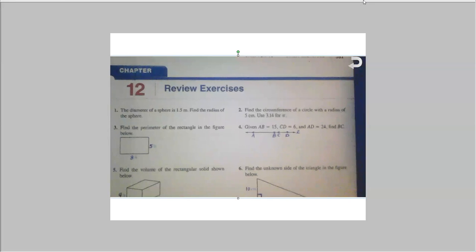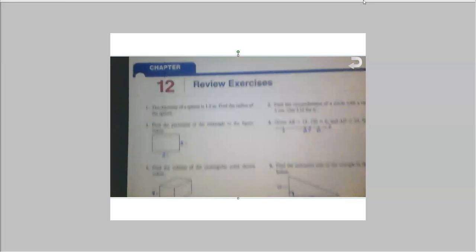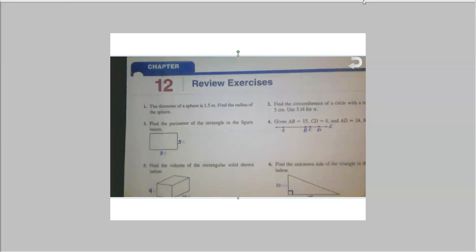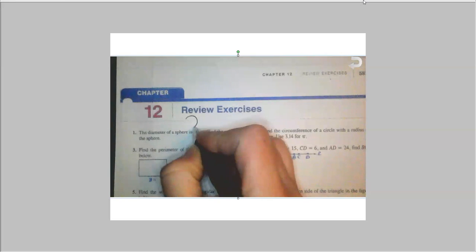So the first one says the diameter of a sphere is 1.5 meters. Find the radius of a sphere. All right, so first of all, to remind yourself that a sphere is like a three-dimensional round object, like a basketball, baseball, the world, a globe, okay? So I'm just going to take a look at a circle for just a moment.